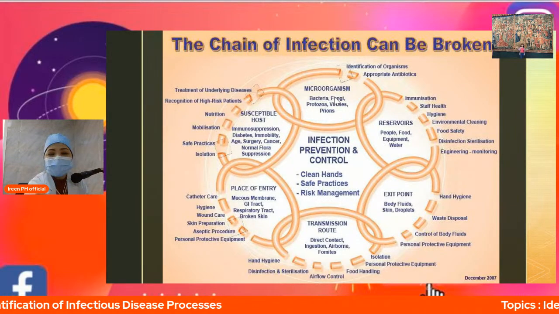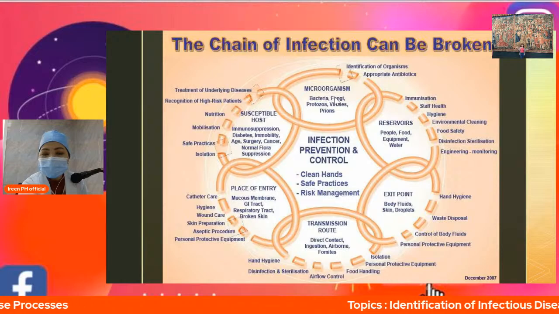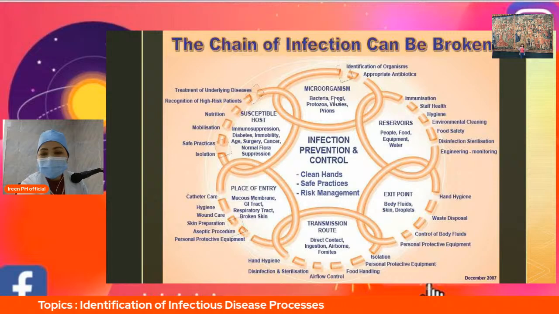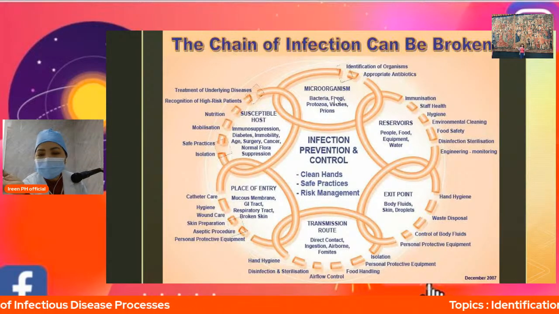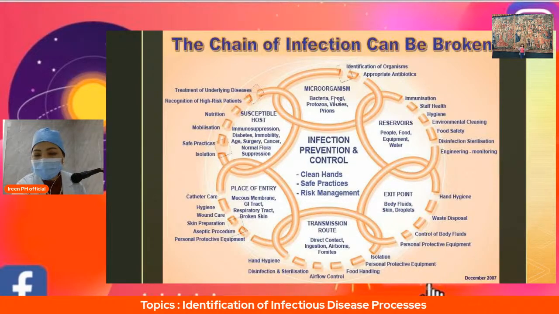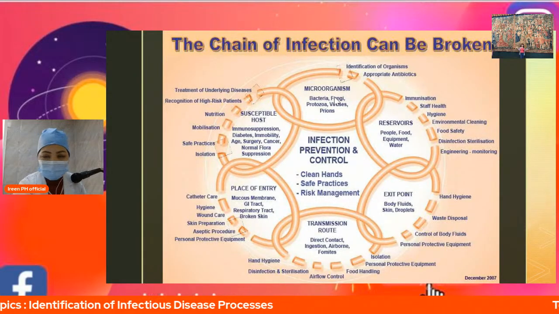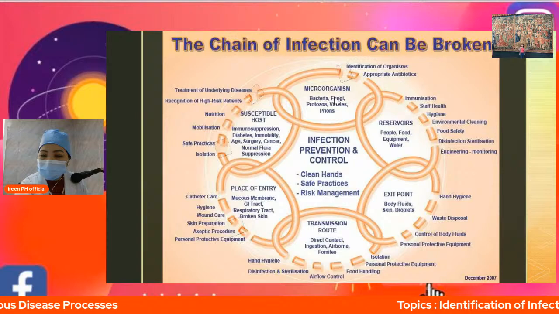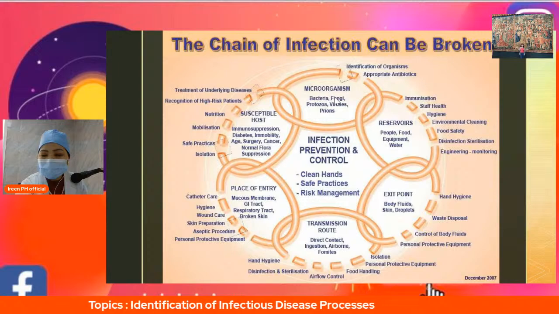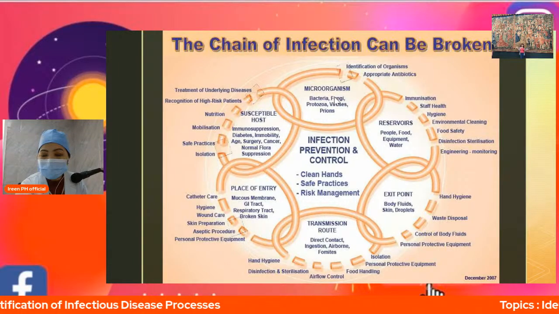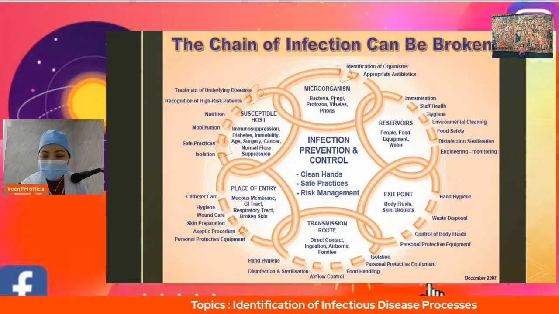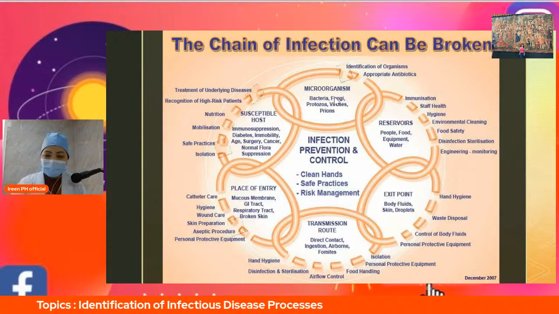And then it goes again to the microorganism. This is the identification of the organism, and there should be appropriate antibiotics for the microorganism. For the reservoir, it is immunization, staff health, hygiene, environmental cleaning, food safety, disinfection, sterilization, engineering, and monitoring. For the exit point, again, hygiene. This includes your waste disposal, control of body fluids, then personal protective equipment.